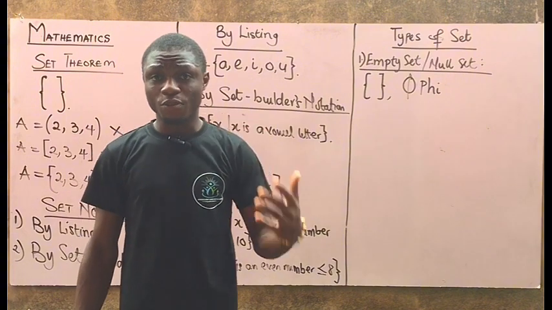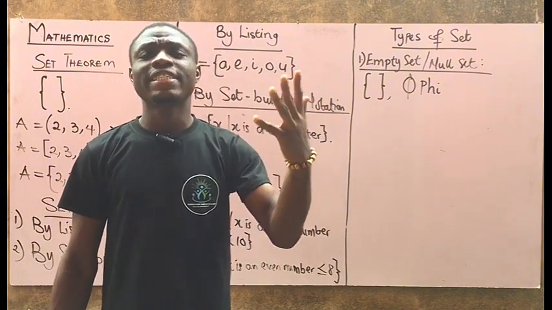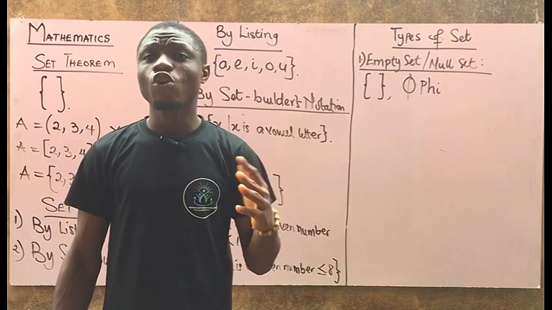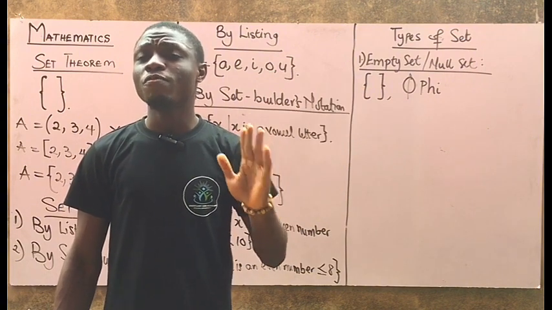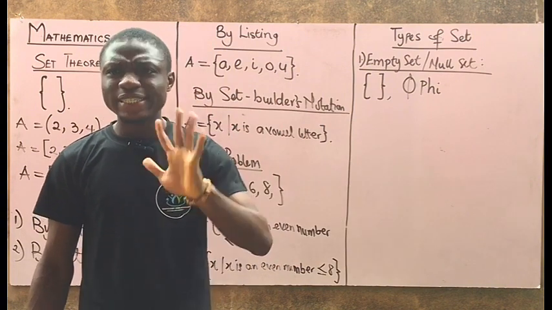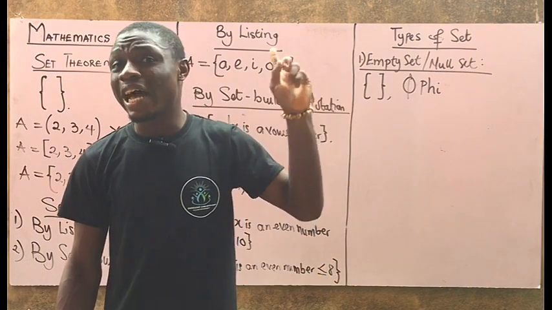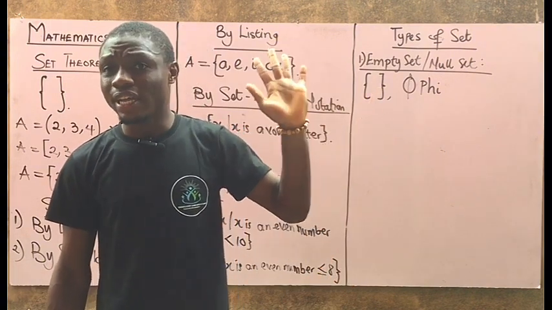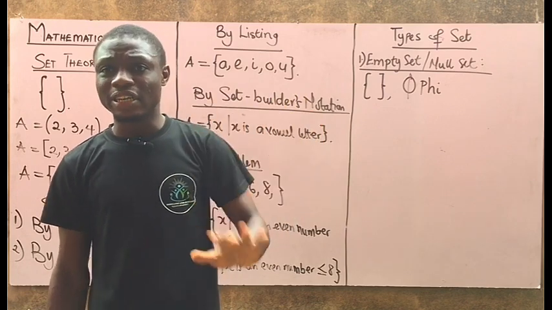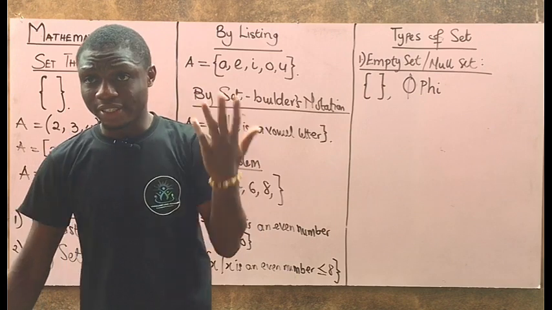The question comes in this form. Listen to the question. Given a set A, such that A contains a male with 15 legs. Look at that question. In this world, is there any male with 15 legs? No. It means that that set is what? An empty set. That's the idea behind questions involving empty sets.